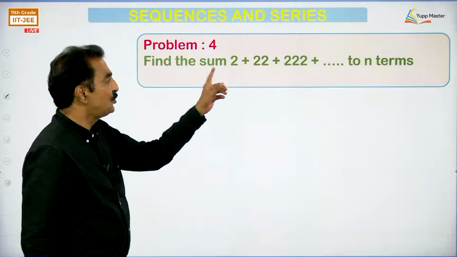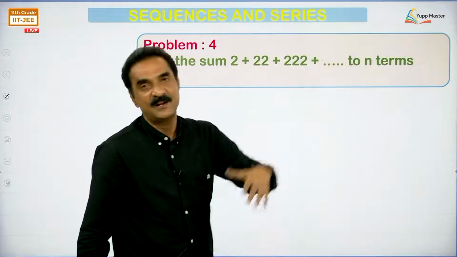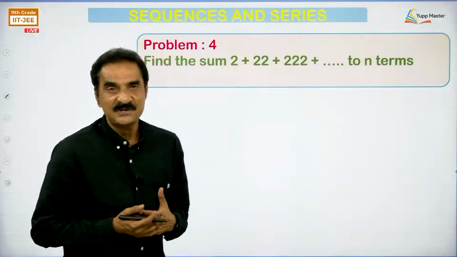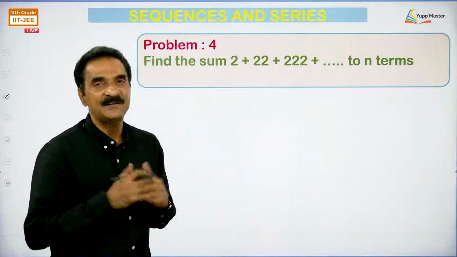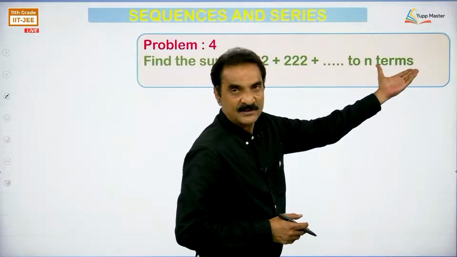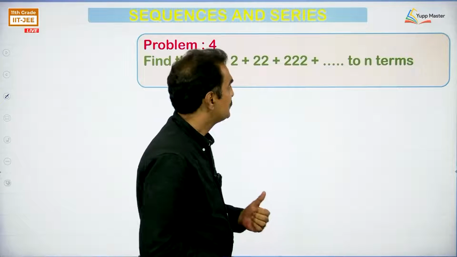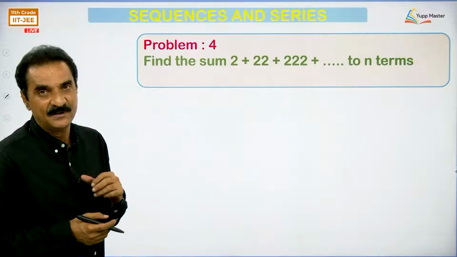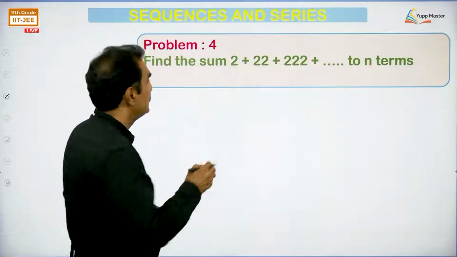Find the sum 2 plus 22 plus 222 and so on till n terms. As it is not a GP, but we can convert this into a GP and find the sum. And as it is, you cannot write the nth term also. The nth term will be 2, 2, 2, 2 and so on, n times you have to write. So I will use one technique and convert this into a GP. Look at this and look at the method and remember it carefully.